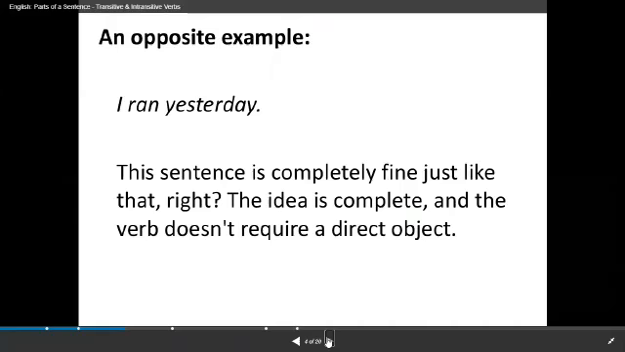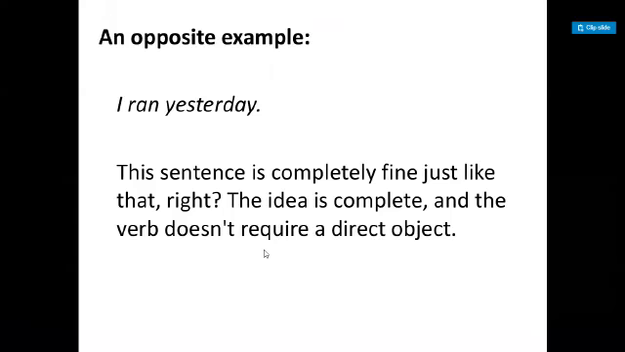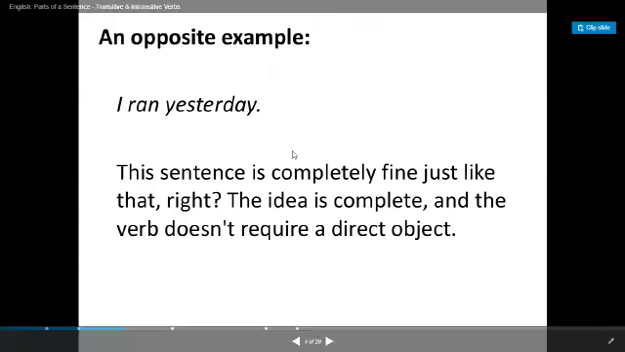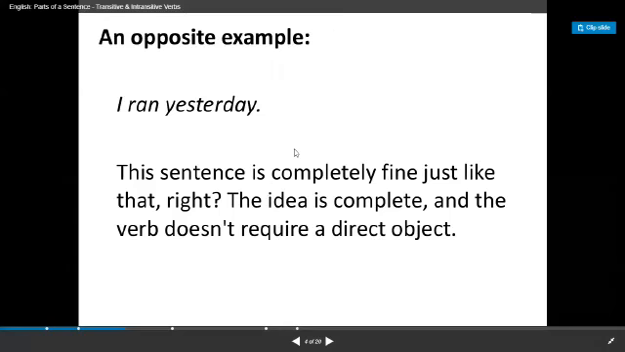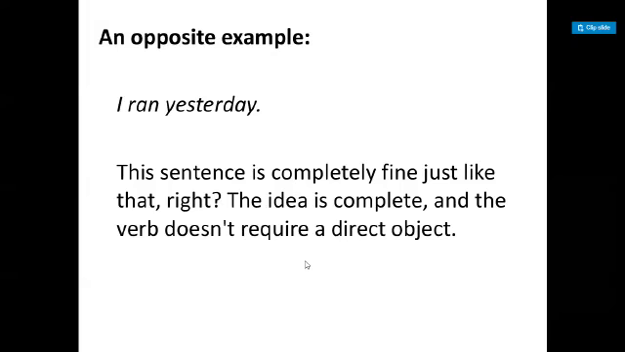Now let's take an opposite example. I ran yesterday. This sentence is completely fine just like that. The idea is complete and the verb doesn't require a direct object. If you read it like this, I ran yesterday, in this sentence we don't need any kind of direct object. Even without a direct object, this sentence is complete and makes sense. We don't need any kind of object here.